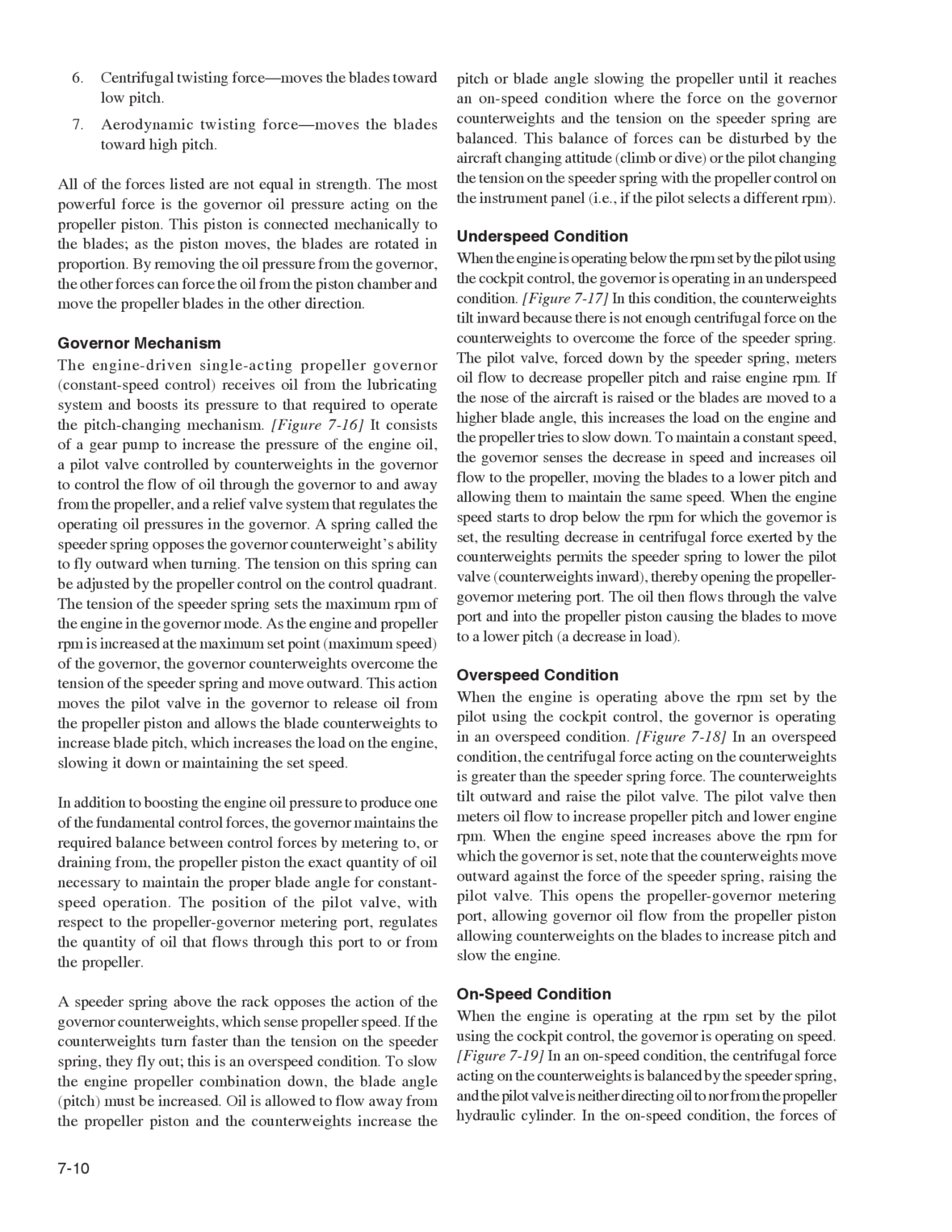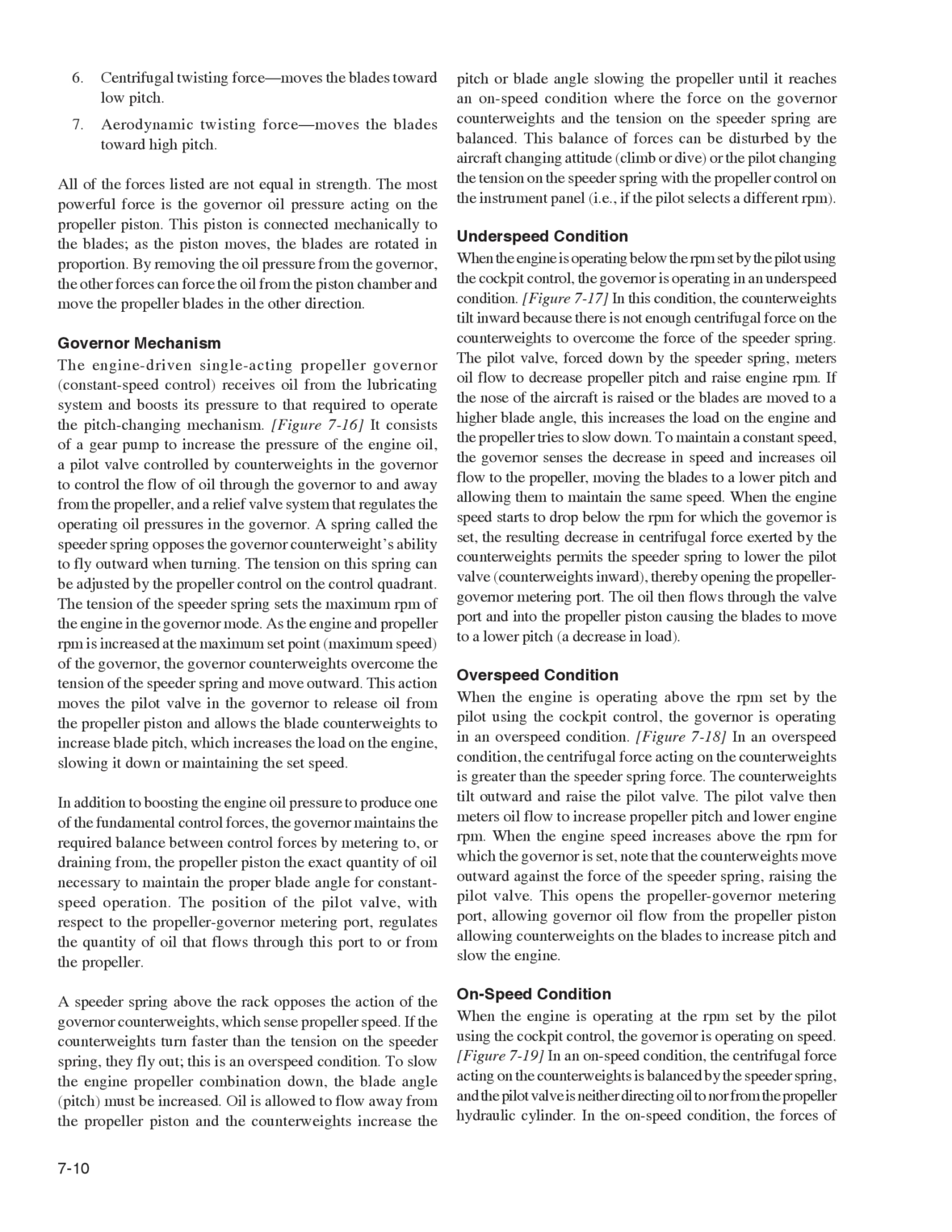The tension on this spring can be adjusted by the propeller control on the control quadrant. The tension of the speeder spring sets the maximum RPM of the engine in the governor mode. As the engine and propeller RPM is increased to the maximum set point, maximum speed, the governor counterweights overcome the tension of the speeder spring and move outward. This action moves the pilot valve in the governor to release oil from the propeller piston, and allows the blade counterweights to increase blade pitch, which increases the load on the engine, slowing it down or maintaining the set speed.